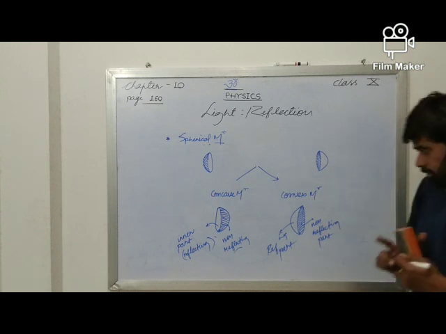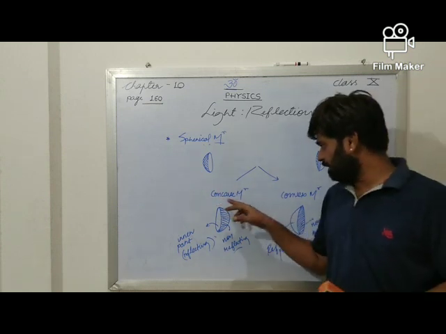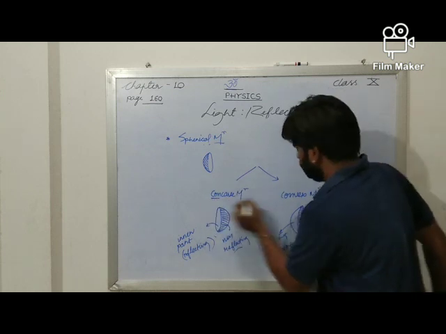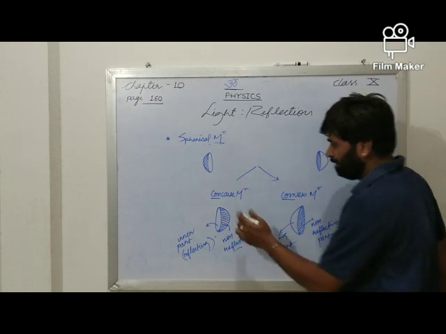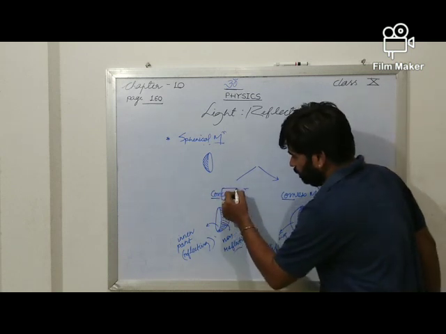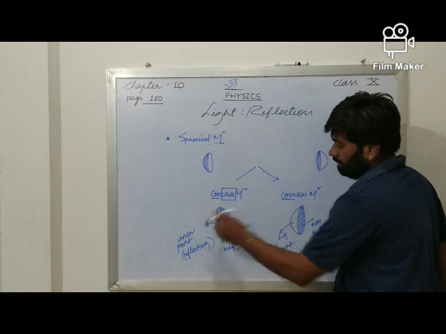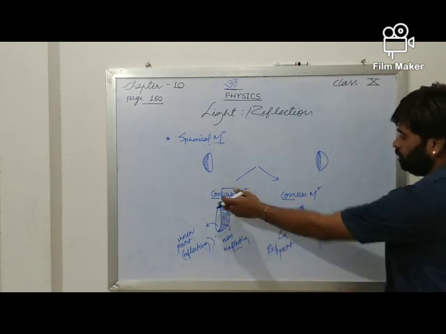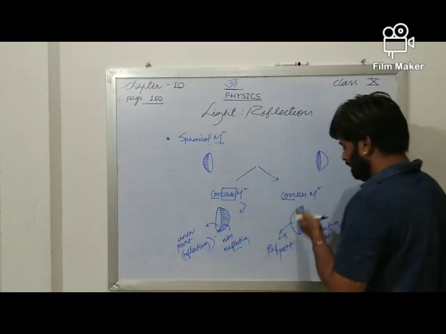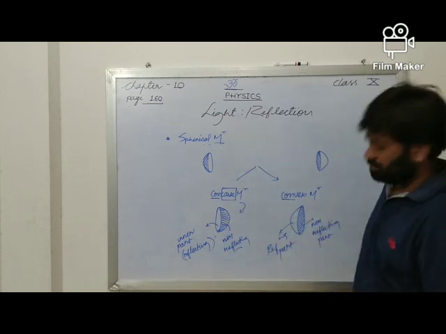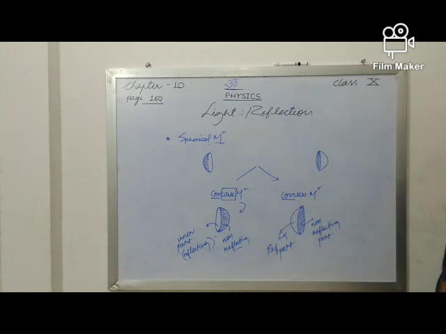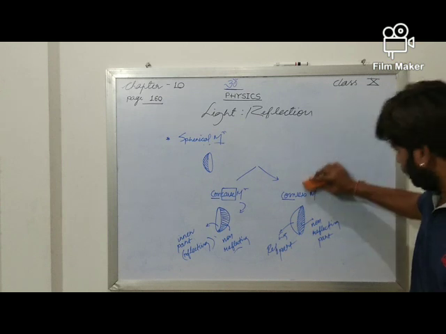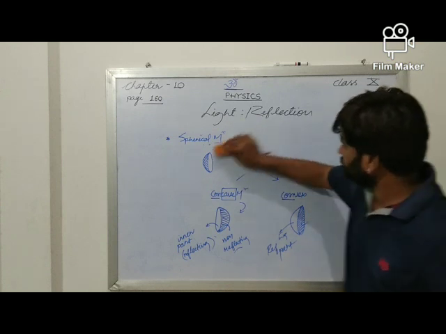We should not mug them up. Simply understand the one, and concentrate on the cave. Here it is like a cave. So the job is done. We should not bother about this. If this is cave, then that will definitely be convex. That is the convex mirror. So, understood? Very simple concept. Okay, let us move forward.